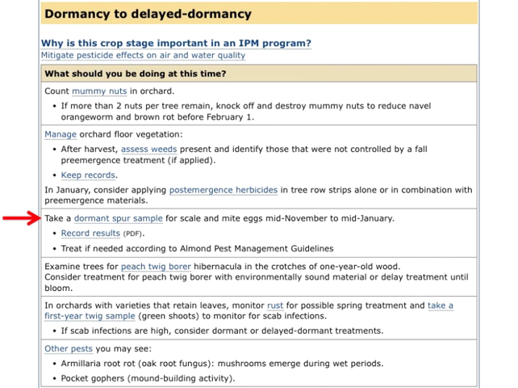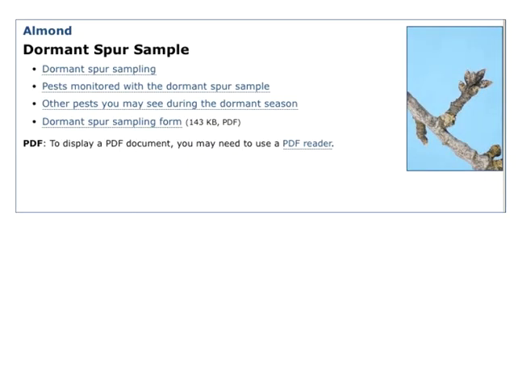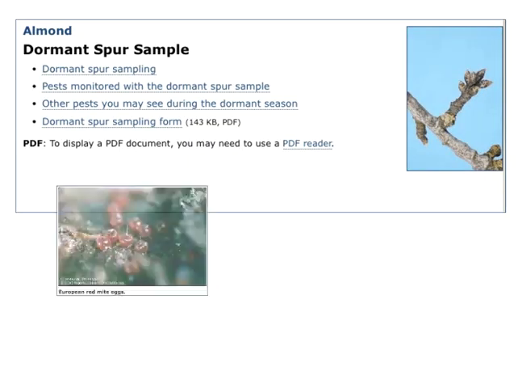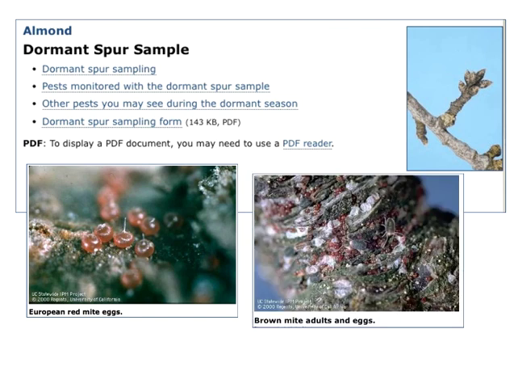Another important activity during dormancy is spur sampling for scale and mite eggs. The mite eggs being sampled are those of European red mite and brown almond mite, not web-spinning mites that overwinter as adults in cracks and crevices in the bark or in the soil. Use the sampling form to record your results and use the photo identification sheets to see what the pests you are monitoring for look like and what other pests you may see at this time.